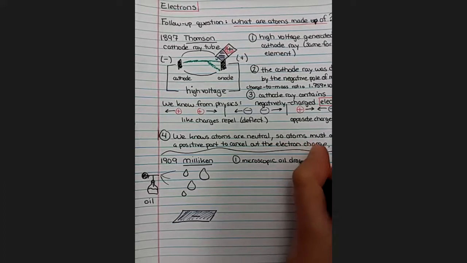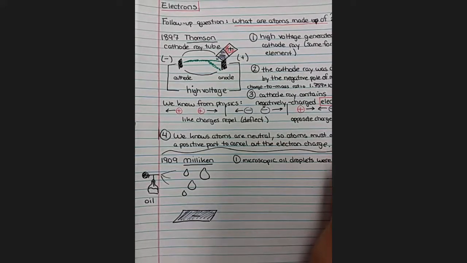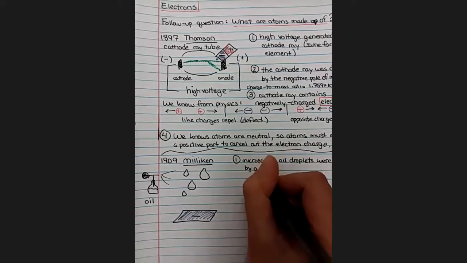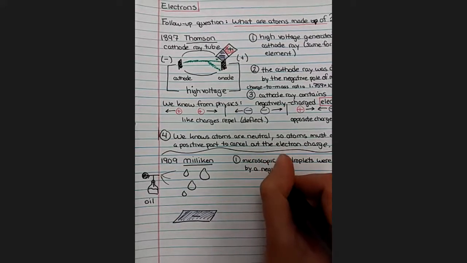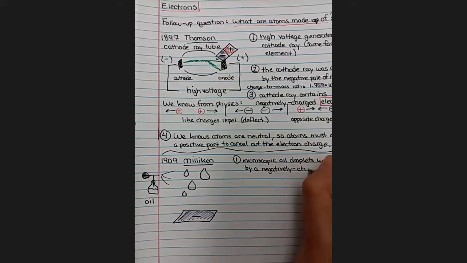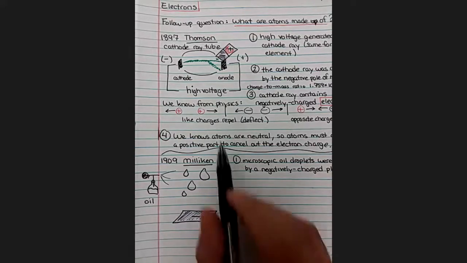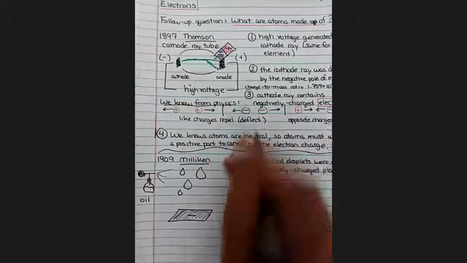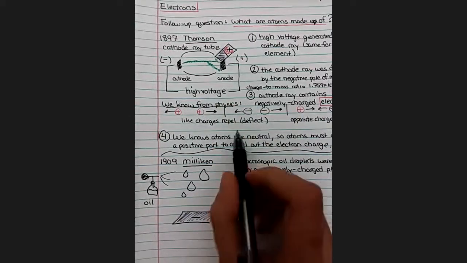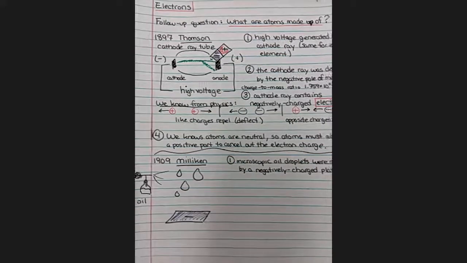So, observation from this experiment: microscopic oil droplets were repelled by a negatively charged plate. And we can assume the same thing we learned up here from physics. If one thing is negatively charged and the behavior that we see is deflection, then those two things must have the same charge.